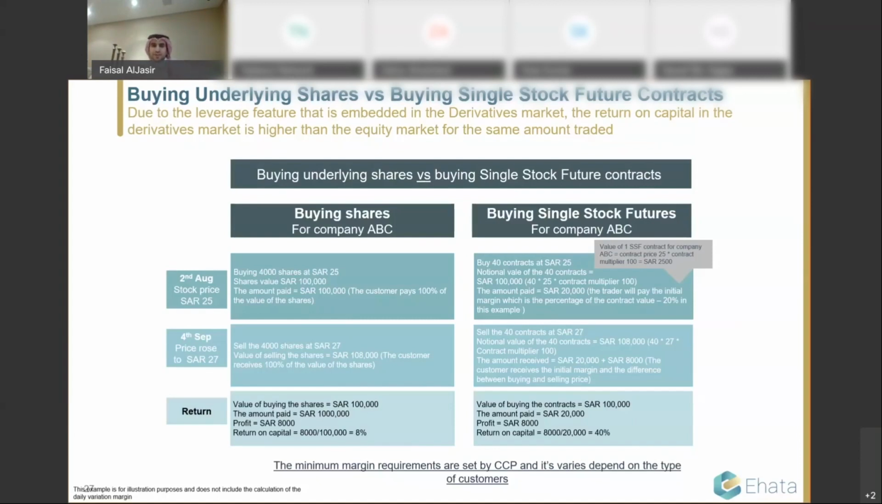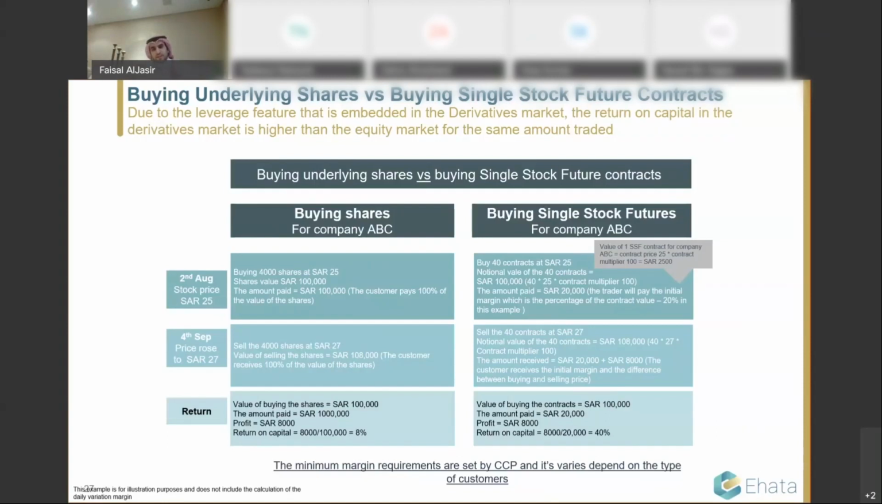So on the 4th of September, the price, luckily for you, went up by 2 riyals. So we are talking about Saudi Riyal 27 now, and you own 4,000 shares. You will be selling those 4,000 shares, so the value of selling the shares will be around 108,000, and you will receive the whole 100% of that amount. Sorry, you just sold 4,000 shares. And how much did you gain? You gained 8,000 riyals. And I guess that's straightforward.